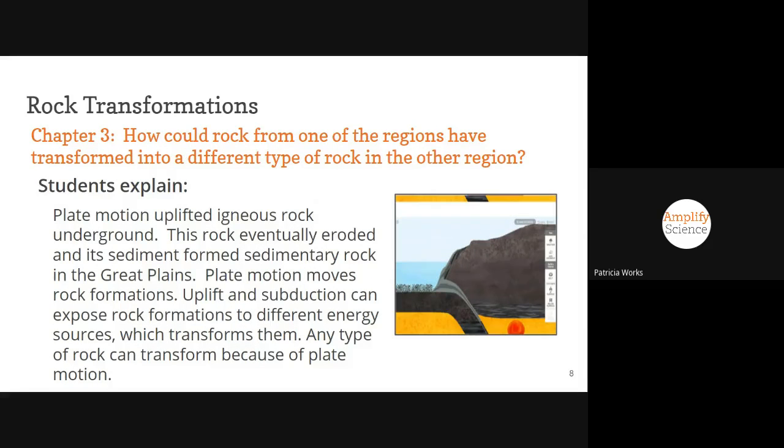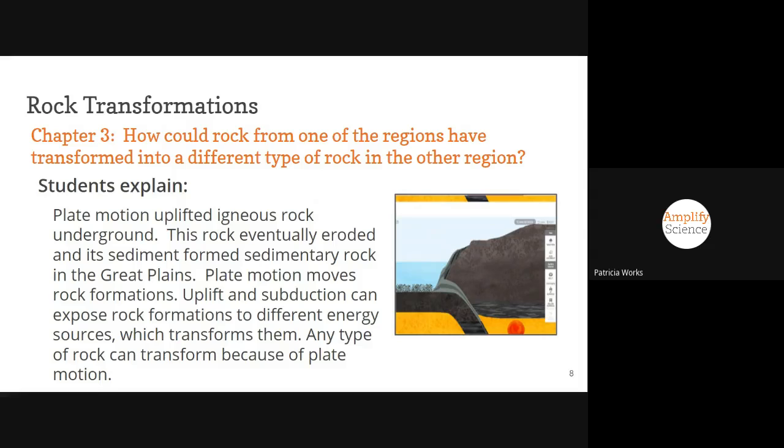In Chapter 3, students investigate and find out that rock formations can move between the Earth's surface and its interior, which can lead to their transformation. Students revisit the sim to transform rock using plate motion and discuss and write about how plate motion exposes rock formation to energy sources. They write a final report, making a claim and supporting it with evidence about how this transformation could have occurred and how the two areas could have similar mineral composition.